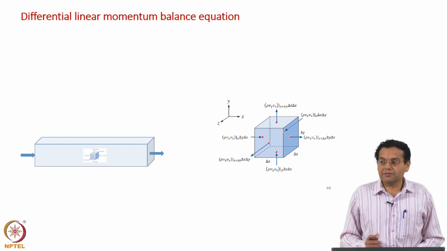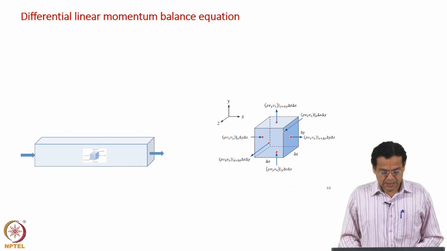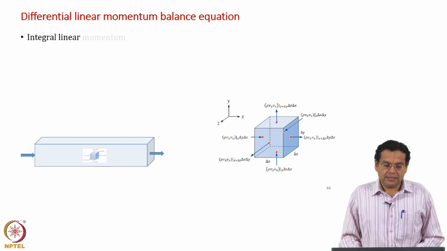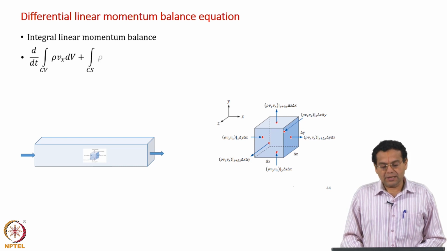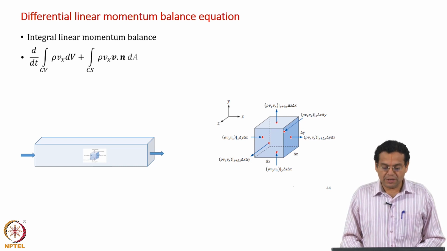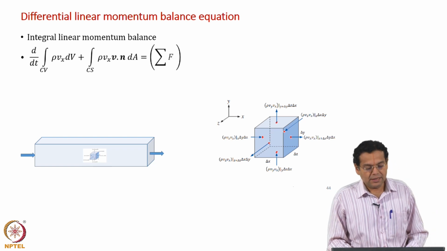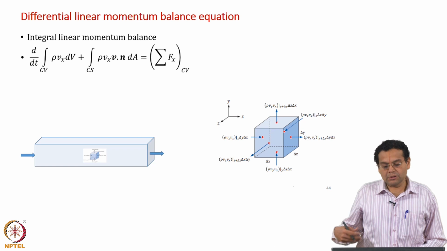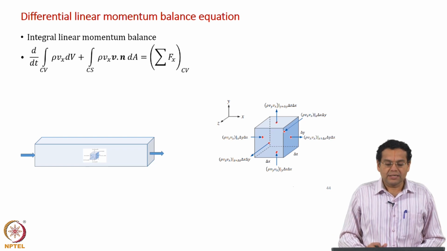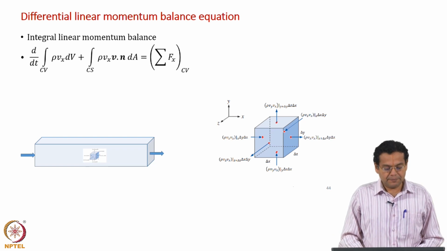As we derived the differential mass balance, for the differential momentum balance we start with the integral balance equation. So, we start with the integral linear momentum balance equation. Because it is a vectorial equation, we write only the x component of the integral linear momentum balance equation. So, we will also derive throughout only the x component of the differential momentum balance equation.